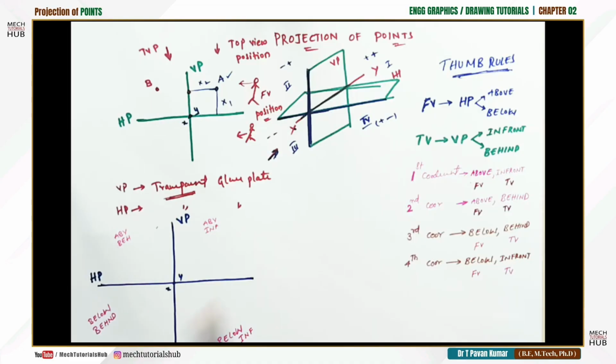So it is very much clear now that whenever any object, whether it is a point, line, plane or a solid, is placed in the first quadrant, you need to know the distances of above HP, in front of VP. Fine. Similarly, second quadrant, above HP, behind VP; third quadrant, below HP, behind VP; fourth quadrant, below HP, in front of VP.